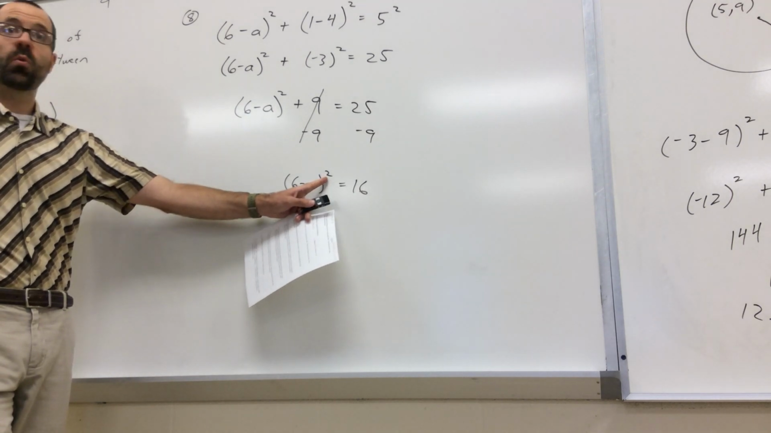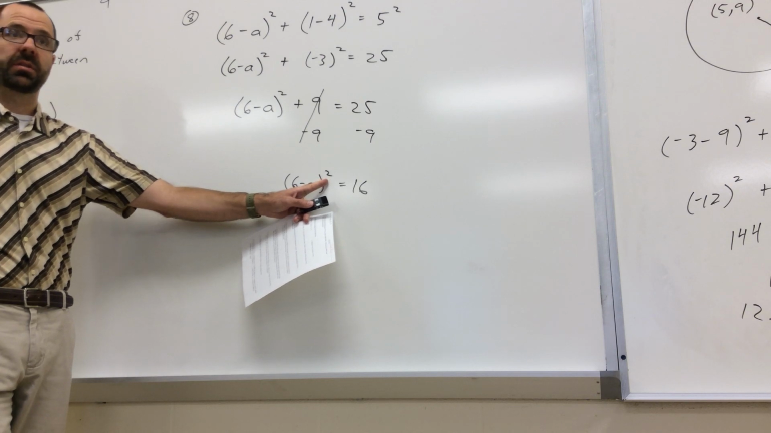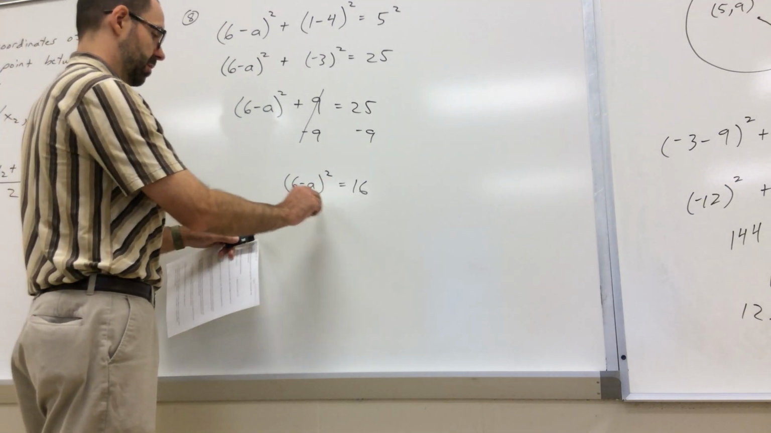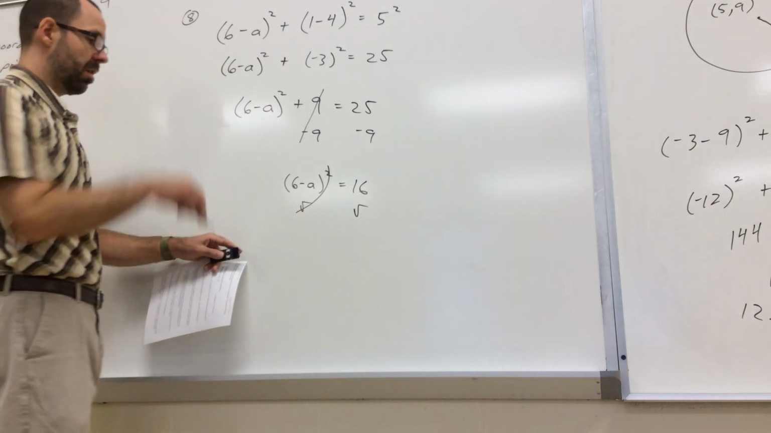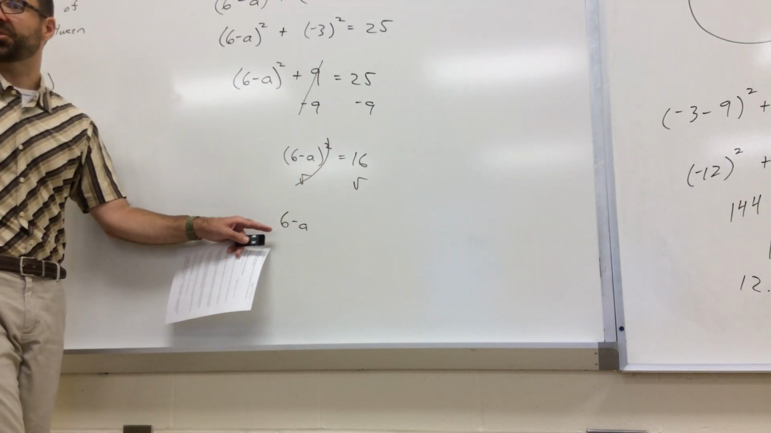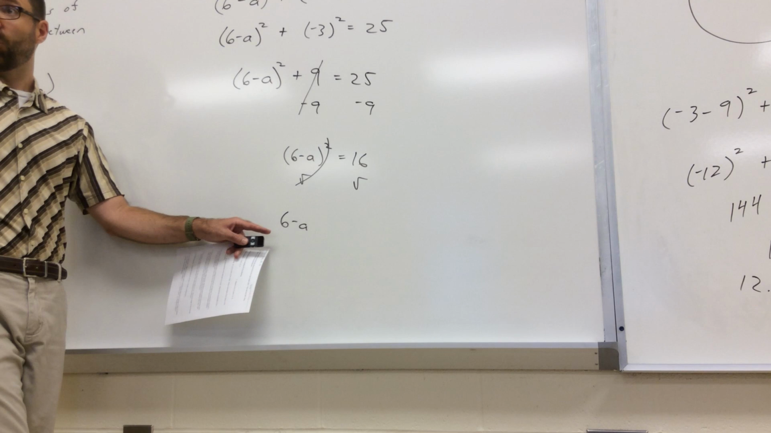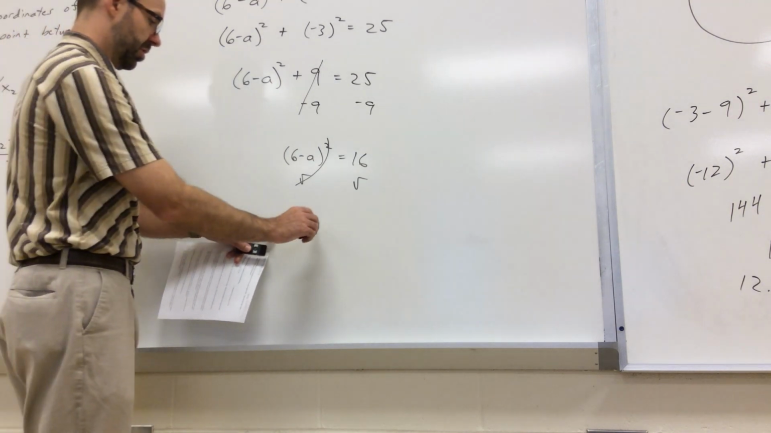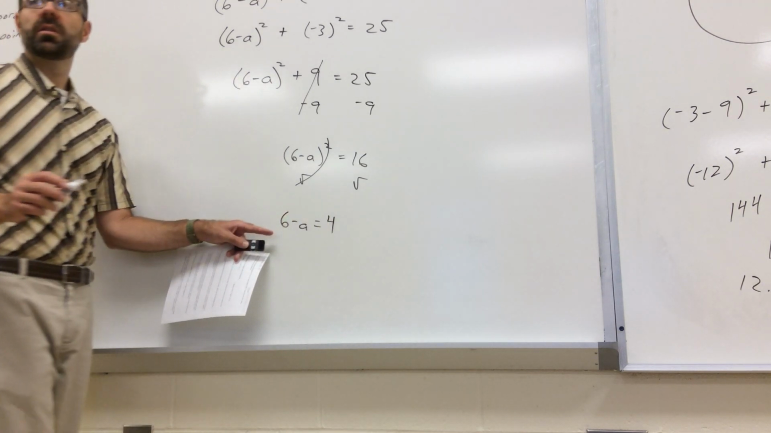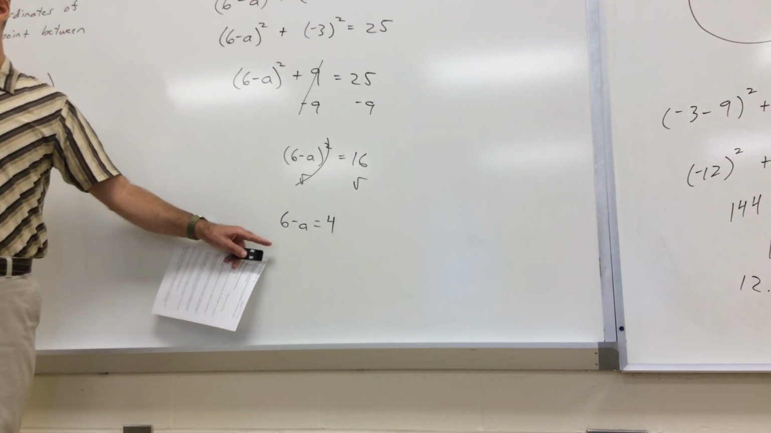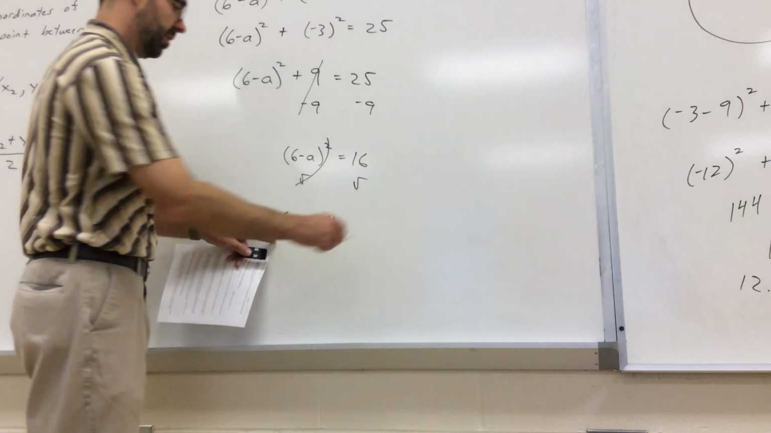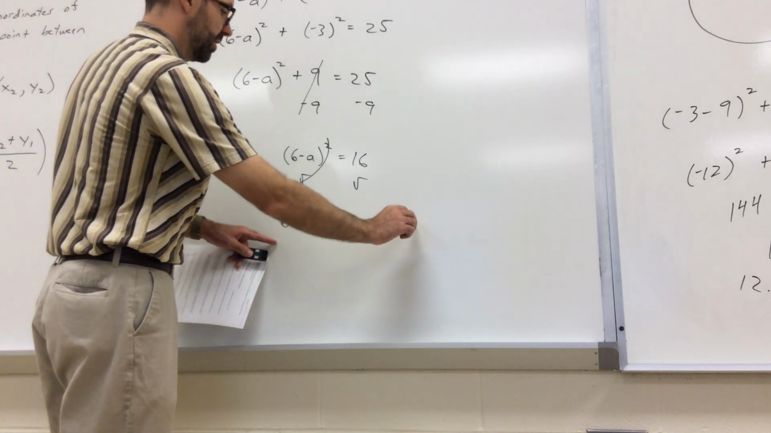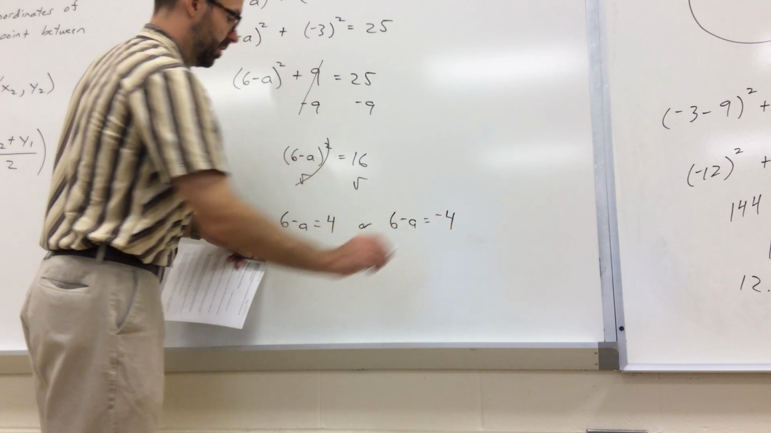Now I've got to get rid of squaring. So I'm going to take the square root, because that'll cross out the squaring. And when you take a square root, you get 2 answers. One of the answers is 4. So 6 minus a could be 4. But also the negative 4 is a square root, because negative 4 times negative 4 is positive 16. So it's also possible that 6 minus a is negative 4.